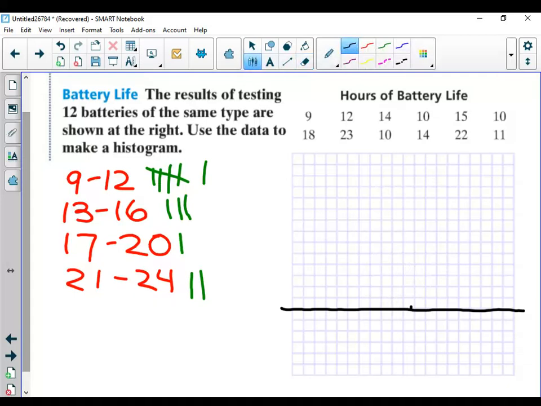So my first one is going to be 9 through 12. So I just kind of make an interval of width on my number line and call it 9 through 12. And then I'm going to be consistent. So the next one, 4 boxes also. If you want skinnier ones, make skinnier ones. If you want wider ones, make wider ones.